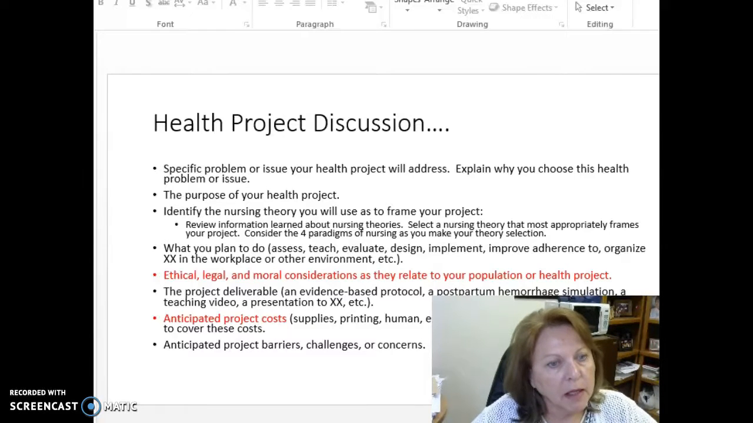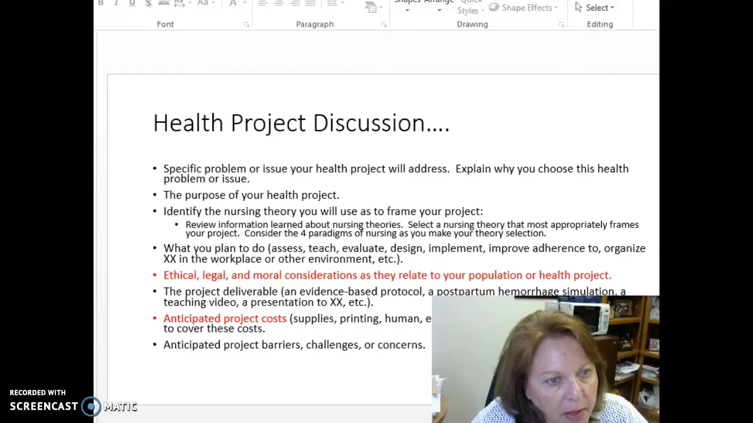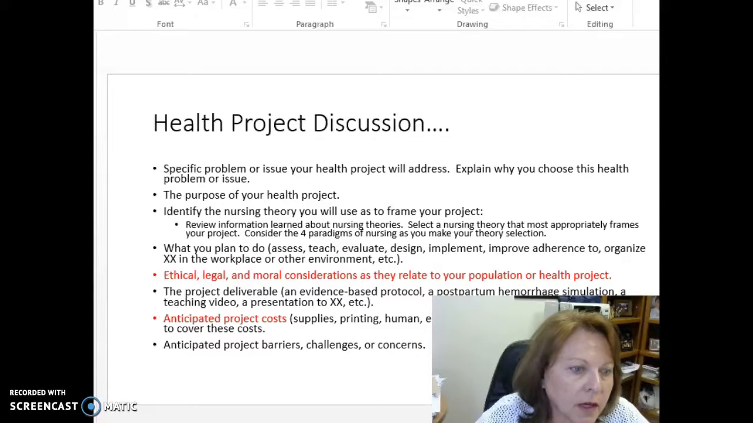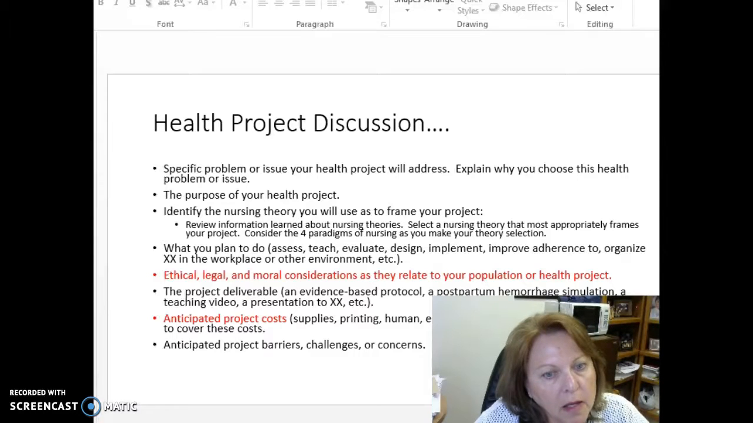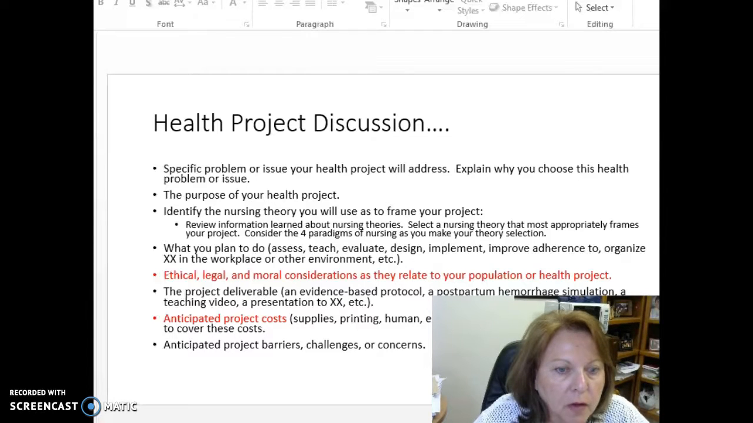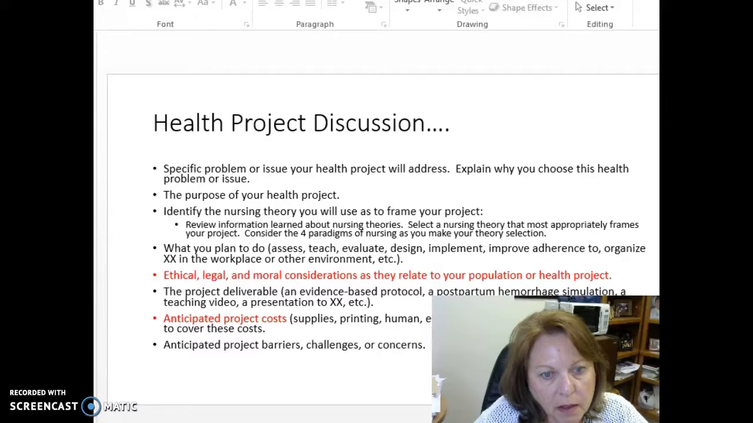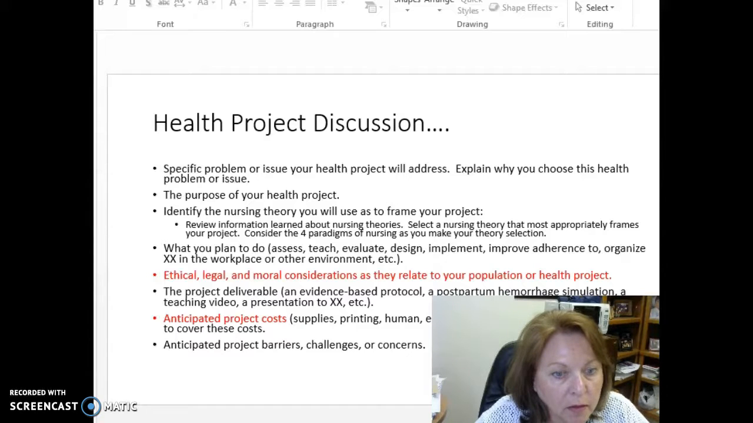The two items highlighted in red are things that have tripped up students in the past on this assignment: identifying ethical, legal, moral considerations, and project costs. Each project will have ethical, legal, and moral considerations that you need to think about. Some will be more clear-cut than others. So if you're struggling with this, I encourage you to talk with your project liaison and your course faculty. We may need to be creative in terms of how we think about these three elements, but they are important. They are a part of projects that we need to consider.